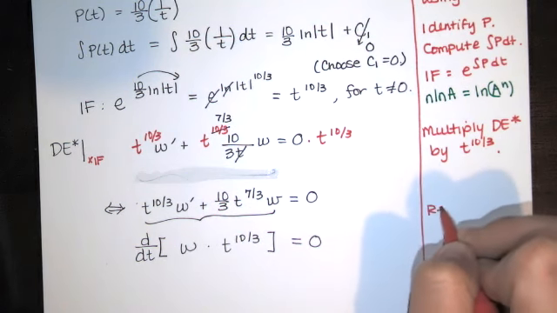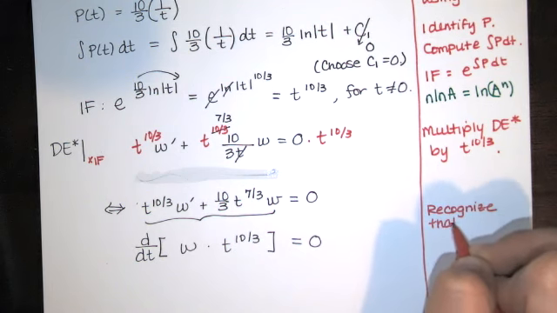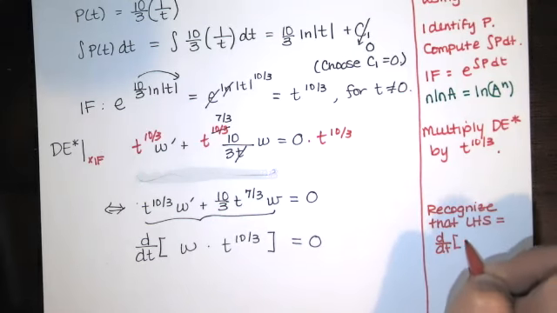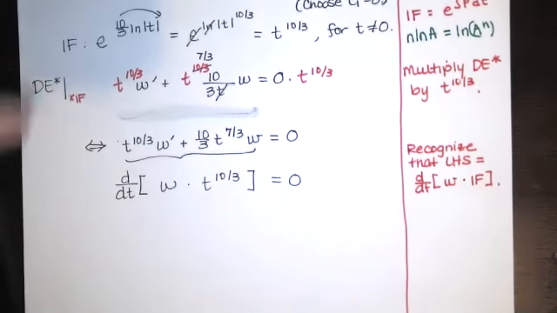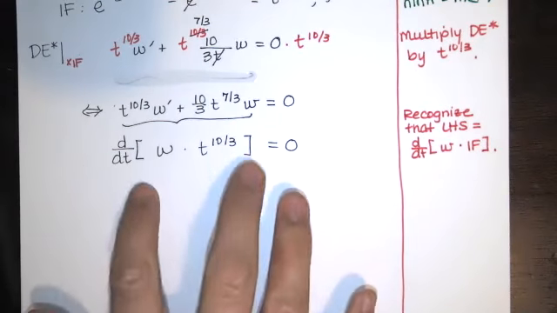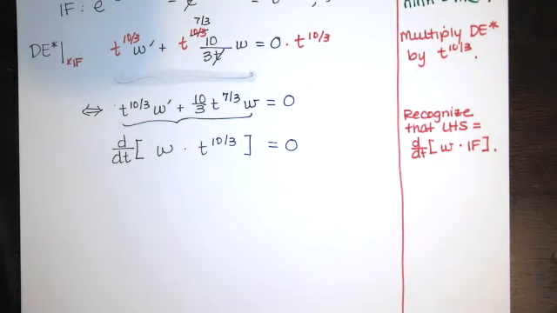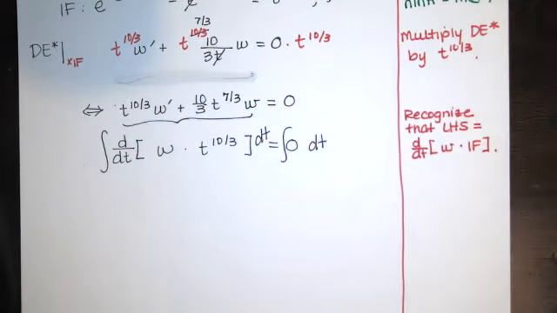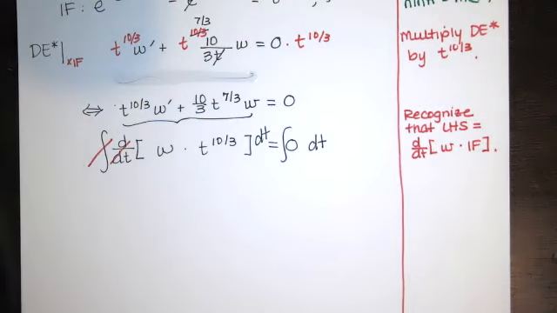And then remember, whenever you're solving a linear ordinary differential equation using an integrating factor, after you multiply by that integrating factor, the left-hand side will always be, if you've done everything correctly, the derivative with respect to t of that dependent variable times the integrating factor. So we will recognize that the left-hand side is equal to the derivative with respect to t of w times the integrating factor.